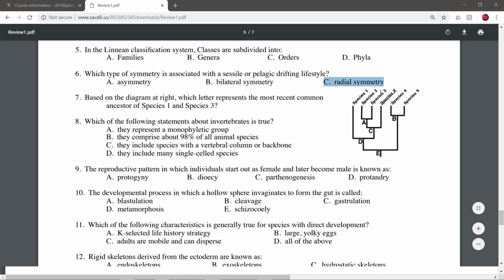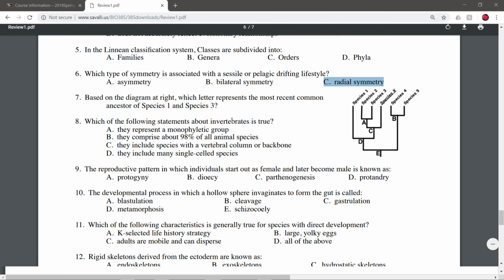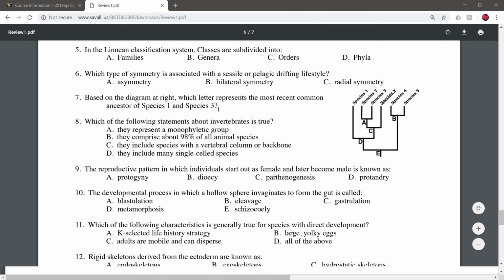All right, A. I'm going to say A. I'm going to say B. I'm going to say C. C is correct. Radial symmetry is basically, if you're sessile and not moving, or you're just drifting around, you can interact with your environment in all directions.